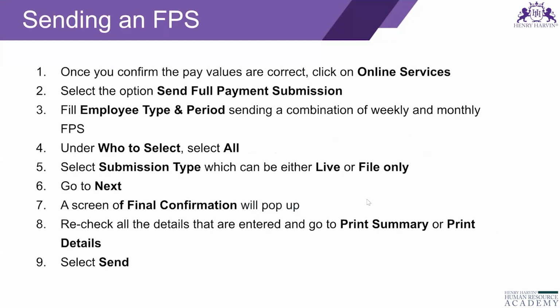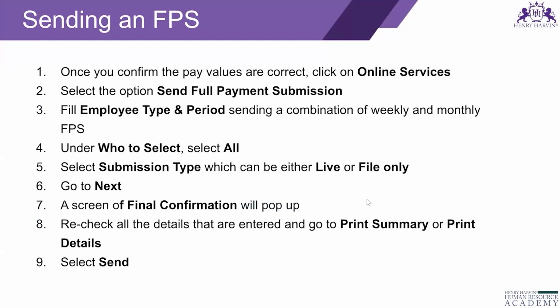Then sending an FPS once you confirm the pay values are correct. As I said, you just cross check whatever information you can, which you think is important. You can keep a checklist every month of what to see: if there are new hires, what details you have to check in FPS; if there are terminations, what you need to check; if there are salary changes. It is very important because you may not remember everything. The rest is generated by the system automatically, so you don't need to worry about it.